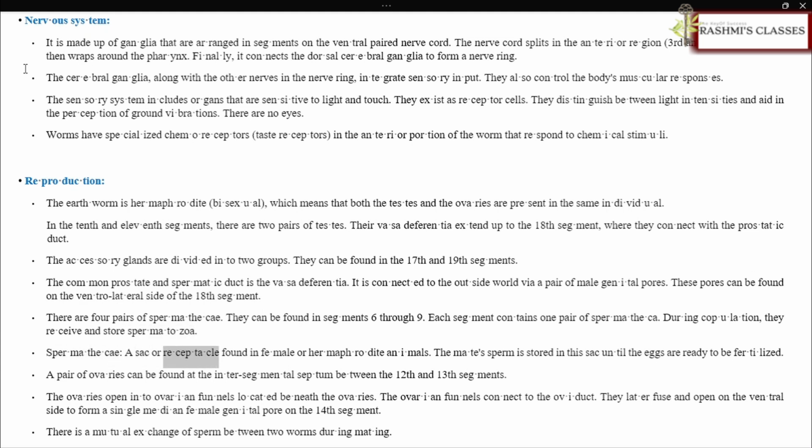Spermathecae, a sac or receptacle found in female or hermaphrodite animals. The mate's sperm is stored in this sac until the eggs are ready to be fertilized. A pair of ovaries can be found at the intersegmental septum between the 12th and 13th segments. The ovaries open into ovarian funnels located beneath the ovaries. The ovarian funnels connect to the oviduct. They later fuse and open on the ventral side to form a single median female genital pore on the 14th segment.